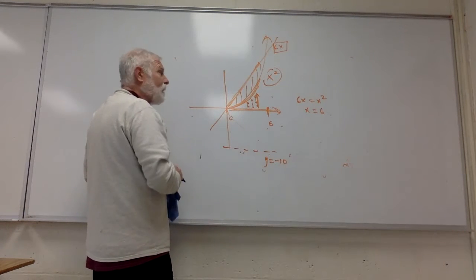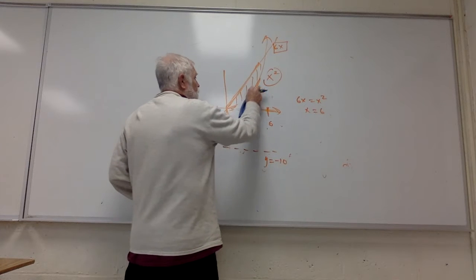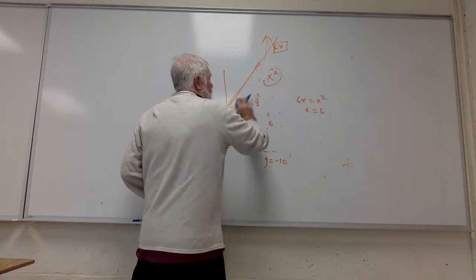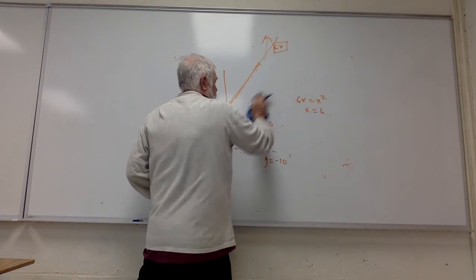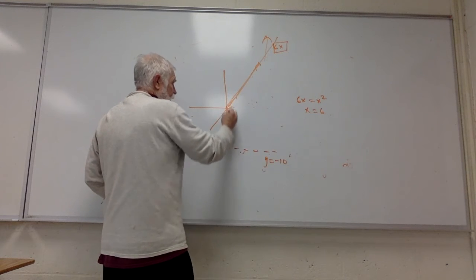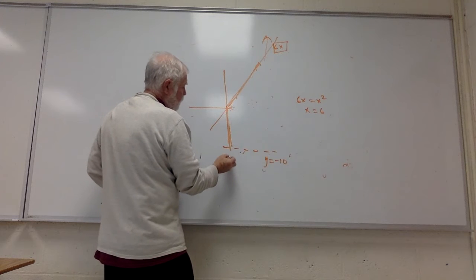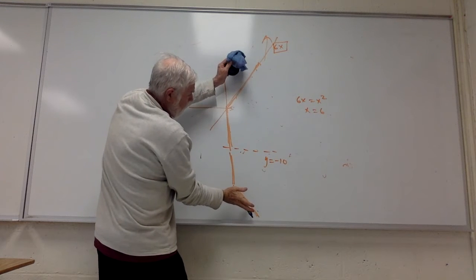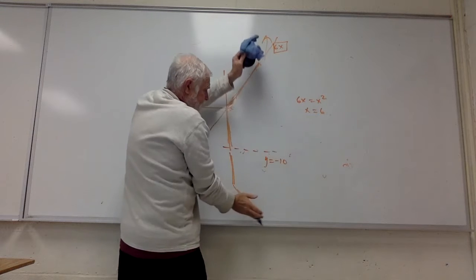Okay, well, that's a much bigger solid. Let's see if we can try to draw that. So all I'm working with is 6x, and I'm working all the way down here. So it's going to look something like that. That's a big solid of revolution.